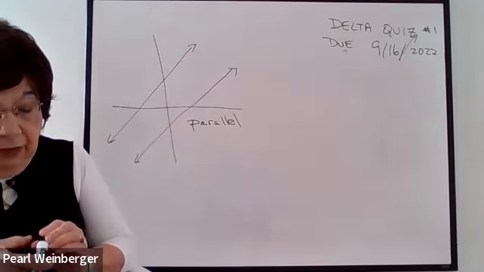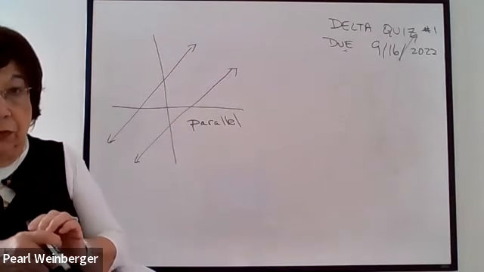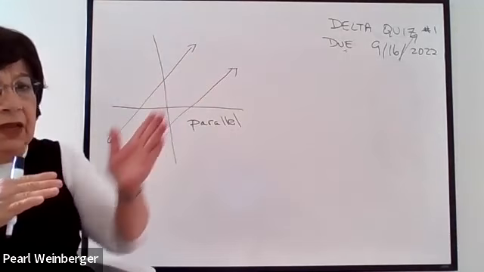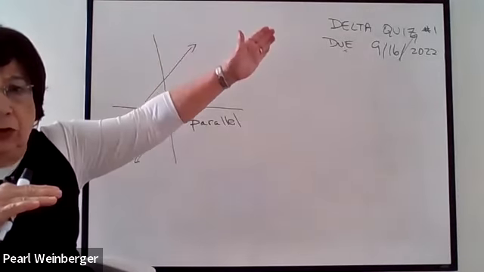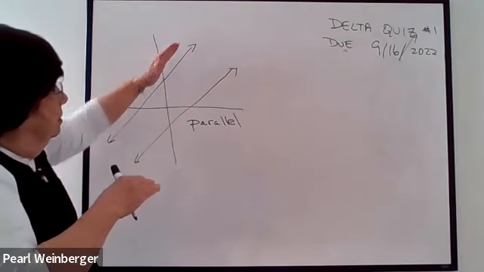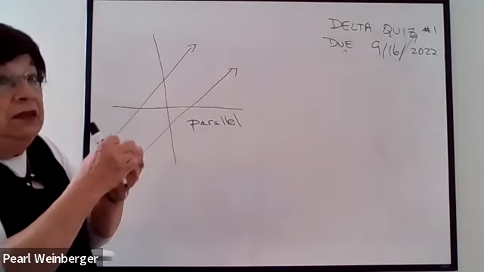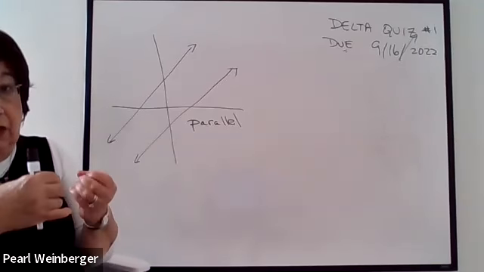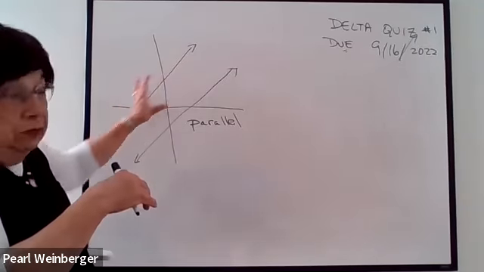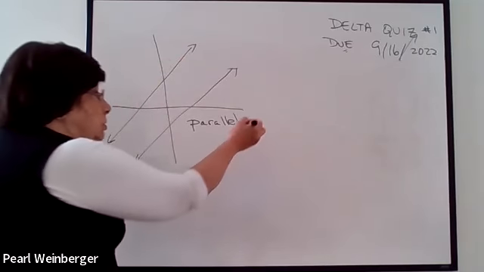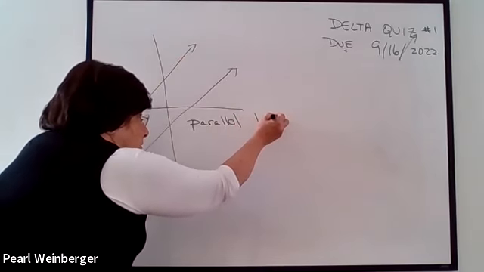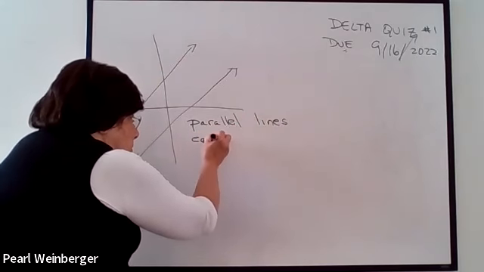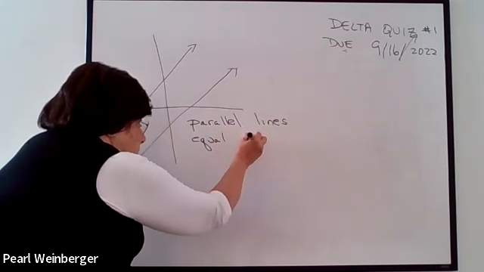Well, let's think about what it means in terms of their slope. Remember what the slope is telling us. The slope is telling us the slant, how much you're going up as you go across. Now, aren't these parallel lines slanted exactly the same amounts? Obviously, because otherwise they wouldn't be parallel. So it turns out that parallel lines have to have equal slopes.